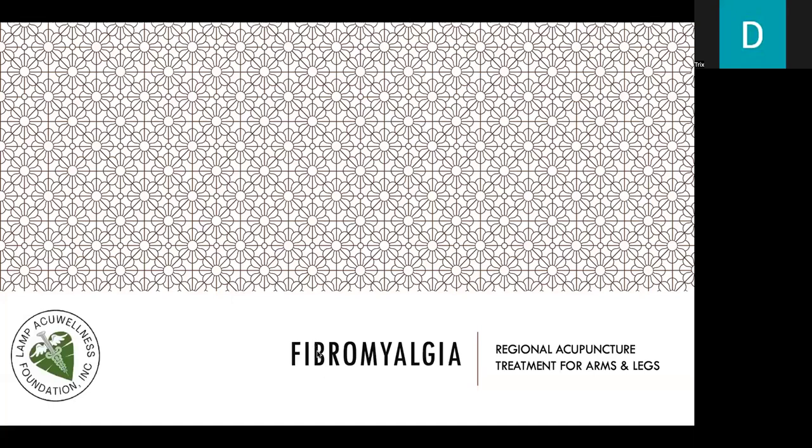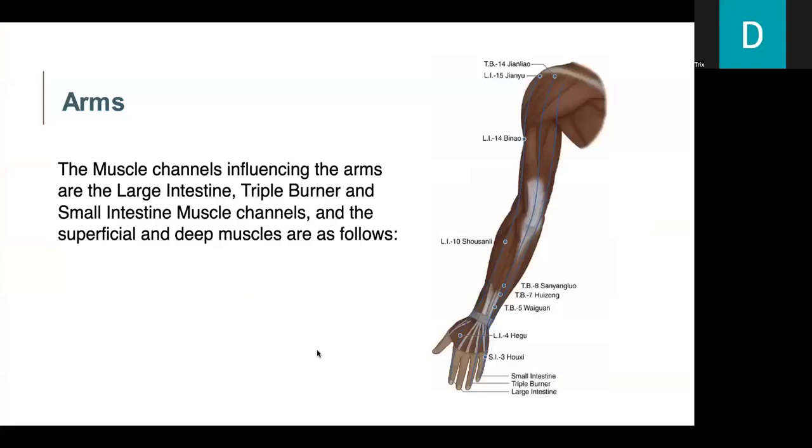Let's now go to fibromyalgia. Let's discuss regional acupuncture treatment for arms and legs. For arms, the muscle channels influencing the arms are the large intestine, triple burner, and the small intestine muscle channels. And the superficial and deep muscles are as follows.